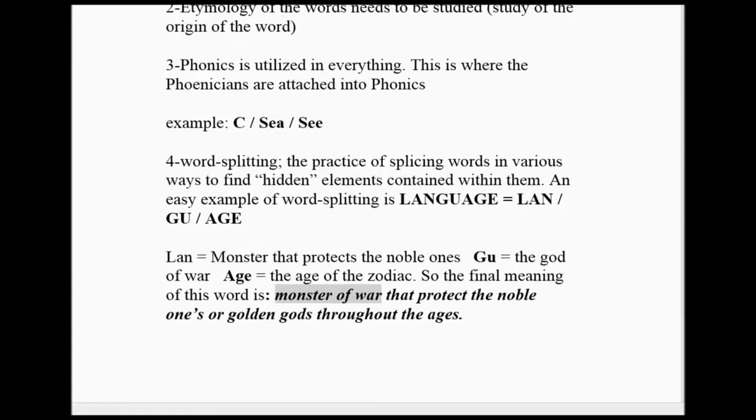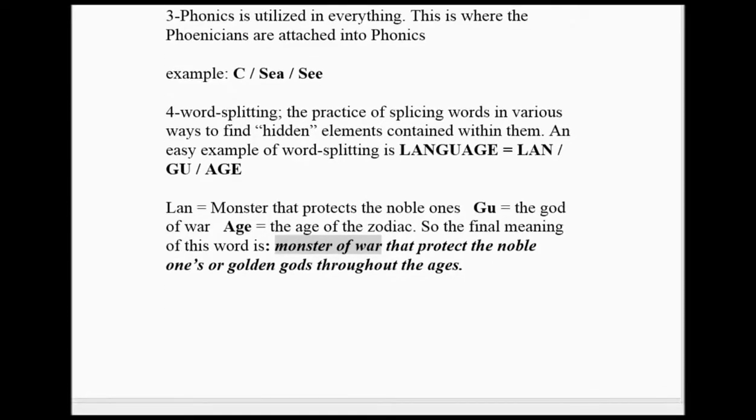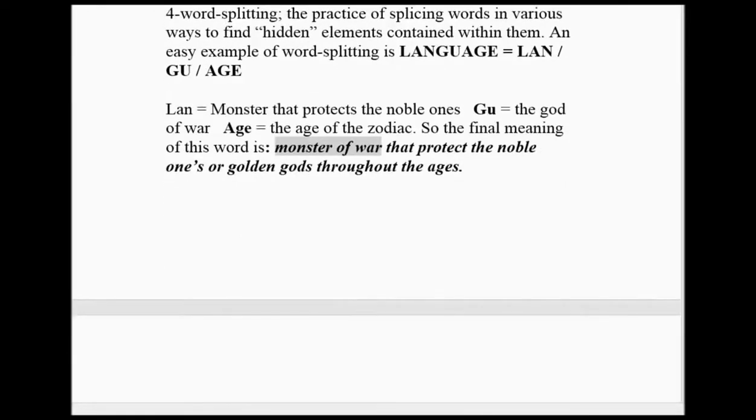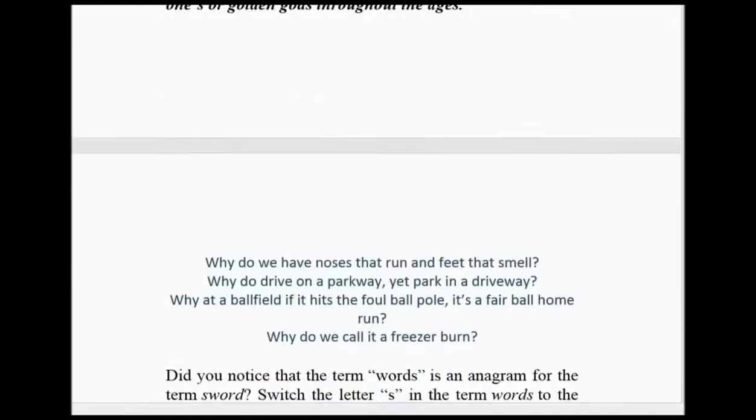Example, there are 3 definitions that mean completely different things. There's a letter C, there's the ocean sea, and then you can see with your eyes. 4, word splitting, the practice of splicing words in various ways to find hidden elements contained within them. An example of word splitting is language. Lang, gu, age. Lan means monster that protects the noble ones. Gu, the god of war, and age, the age of the zodiac. So the final meaning of the word language is a monster of war that protects the noble ones, or golden gods, throughout the ages. Language, as we languish.